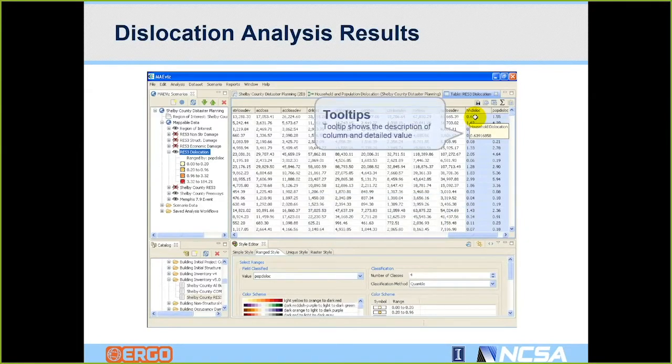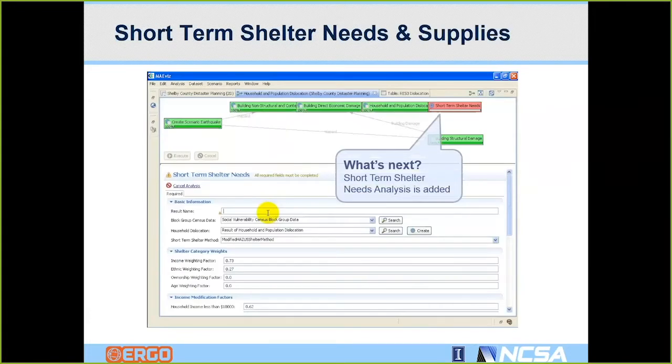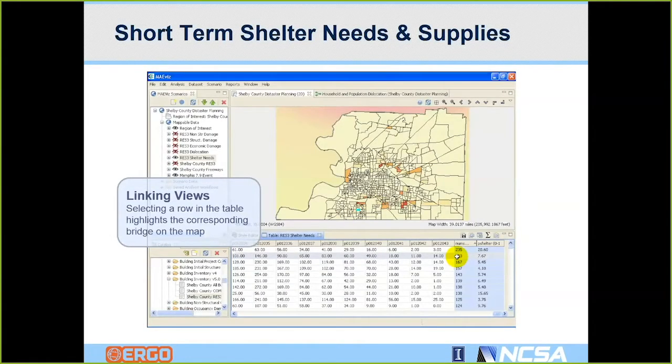You can also mouse over and get more information about a specific row in the table. And one of the nice things about the analysis framework we have is that all the analyses understand what inputs they need and what outputs they produce. And so we can do what's called "what's next." Someone can come in and say, from household population and dislocation, what can I do next? In this case, we want to look at short-term shelter needs. Plugging that into the framework, we then get the short-term shelter needs for the region.